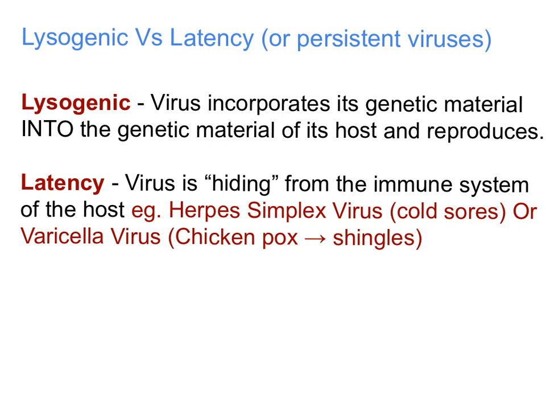Another example is the varicella virus, or chickenpox. If you had chickenpox as a kid, you had the varicella virus. Now, this varicella virus is persistent because it can go into hiding and reappear as the disease shingles later on in life.